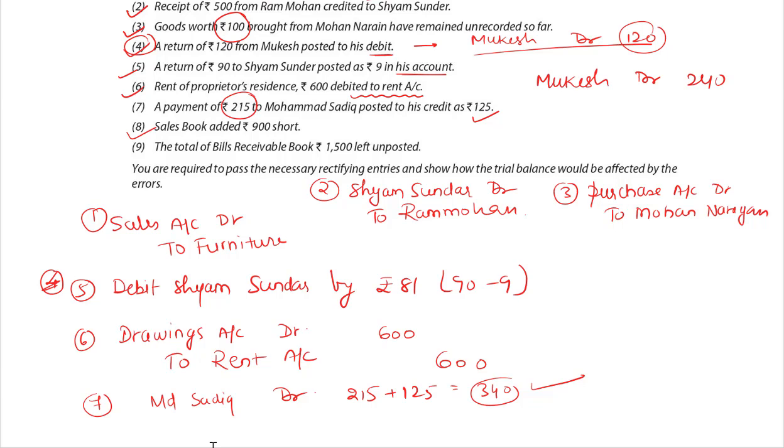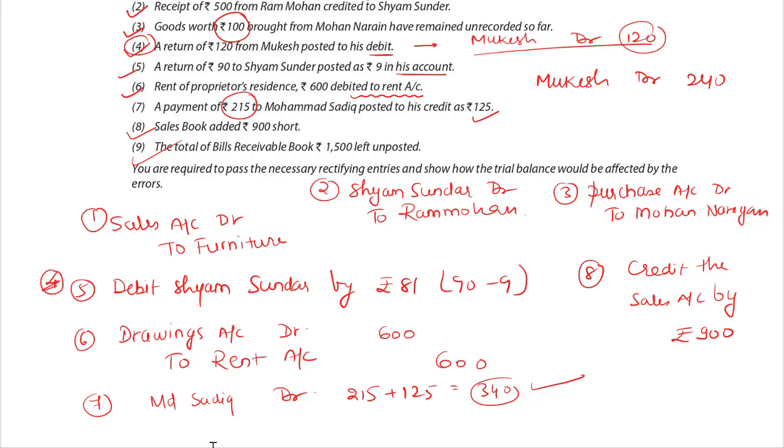Let's see point number 8 now. Sales book added 900 short. The total of sales book is 900 short. So what will we do? If it is less, we will credit the sales by 900. Point number 8, we will credit the sales account by rupee 900.